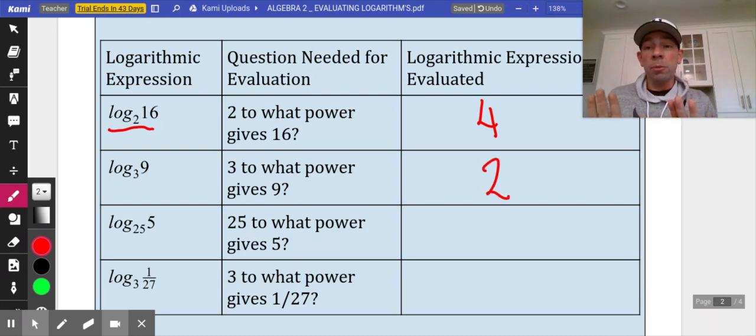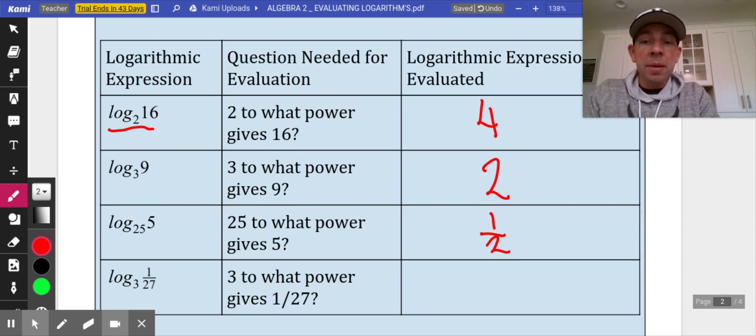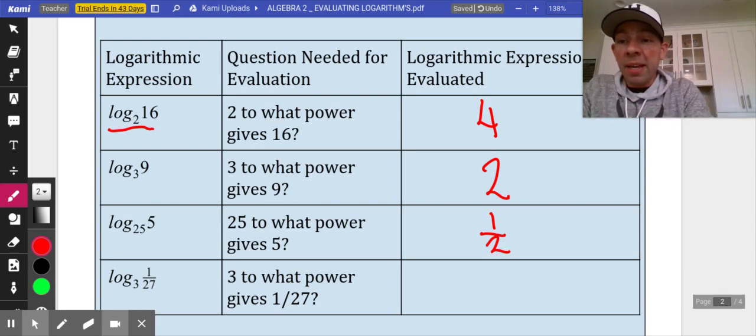All right, now we're going to get a little more challenging. When we see log base 25 of 5, I'm thinking to myself, 25 to what power gives me 5? And in this case, the power would be 1/2, right? Because, and we can do a little side math here.